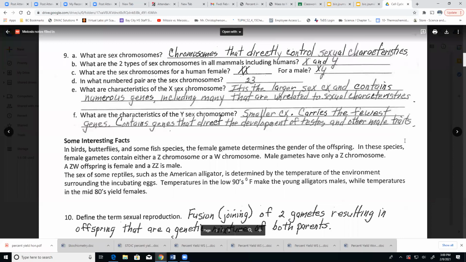So the Y sex chromosome is smaller than the X, so it has fewer genes. And all of its genes really have to do with the development of the testes and other male traits like your Adam's apple, or your deeper voice, or hair on your face, those types of things.